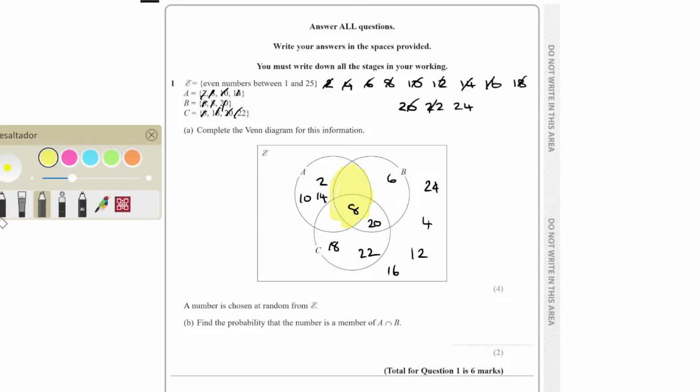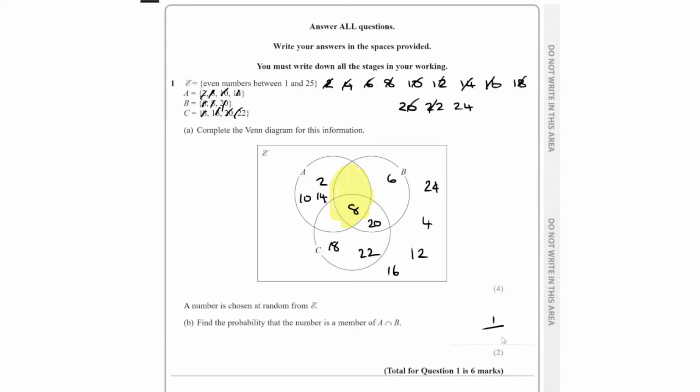And then part B, a number is chosen at random from the universal set, so from the whole Venn diagram basically. Find the probability that the number is a member of A intersect B, so that's just where it overlaps between A and B, right? So that would be technically this, oh, that's the wrong bit. That would be technically this bit here, right? You can see there's only one number. So it's 1, and then out of all of the numbers, because it's the whole universal set, so 1, 2, 3, 4, 5, 6, 7, 8, 9, 10, 11, 12, 1/12 you should get.